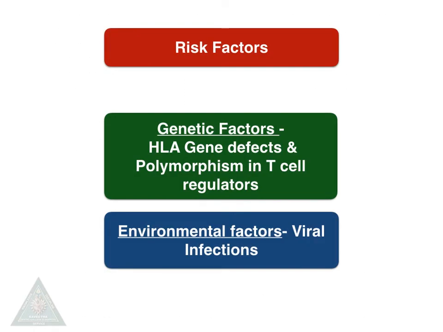Before going to the pathogenesis proper, we have to see the risk factors of diabetes mellitus. There are two risk factors, genetic factors and environmental factors. Genetic factors include HLA gene defect and polymorphism in the T cell regulators, and environmental factors include viral infections like mumps, Coxsackie B viruses and all.